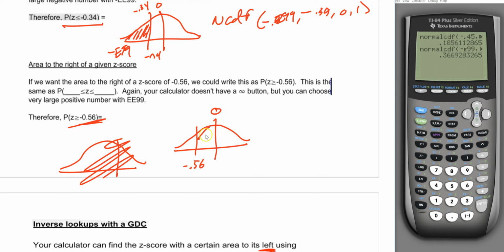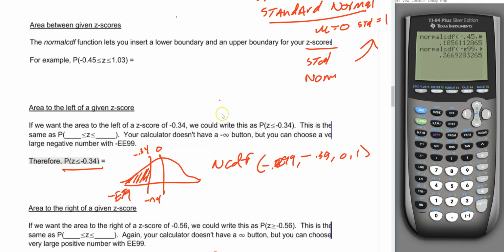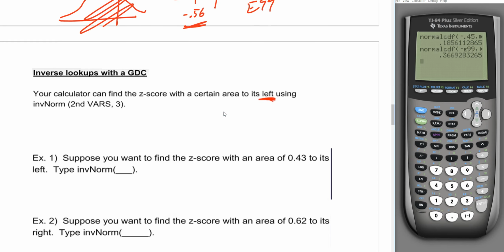And I want greater than, so all of this. So it's going to be from there to E99. Again, that's if they don't give you the mean and standard deviation. They're just telling you, hey, it's a standard normal or a z-score. That means you do that.